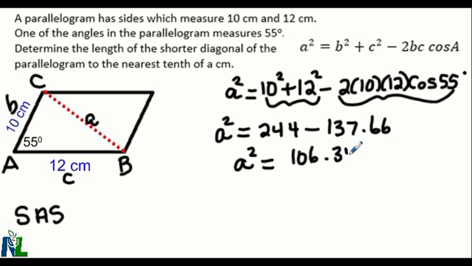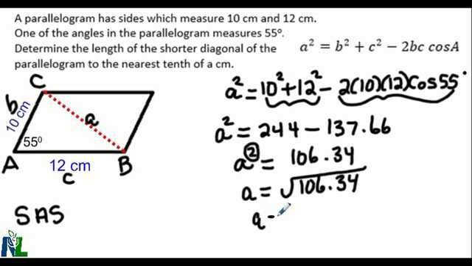106.34. Now, of course, we've got a squared side, so I want to find the length of it, which means I take the square root, and then my question is finished. Okay, the length of the shorter diagonal is 10.3 centimeters, which is what I was asked to do in the question.